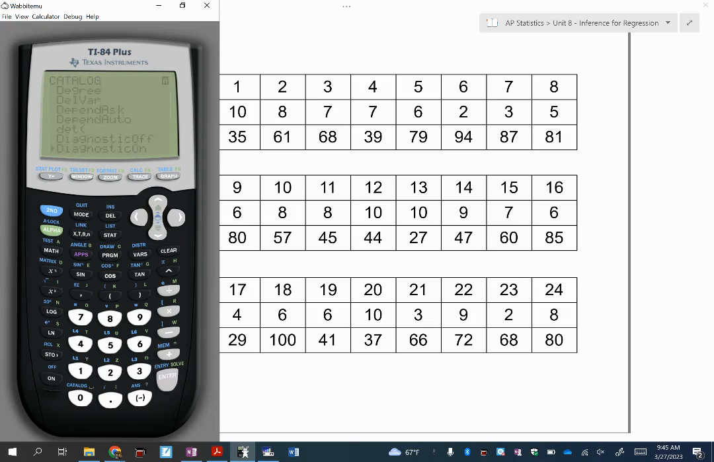Diagnostic on. Hit enter, and then don't forget to hit enter again. If you don't do that, you will run your linear regression and be like, wait, where is the letter R? That's how you got to get it. All right. Okay. Look at that. A little AP exam review, Leslie. See, you're good to go. All right.